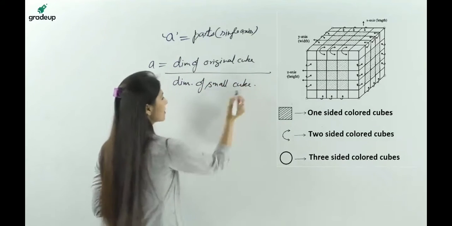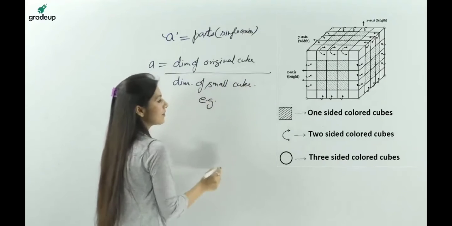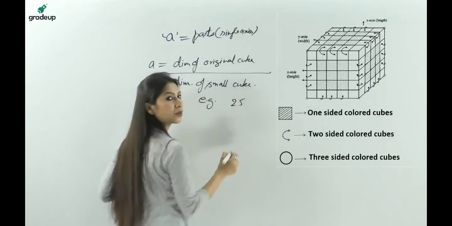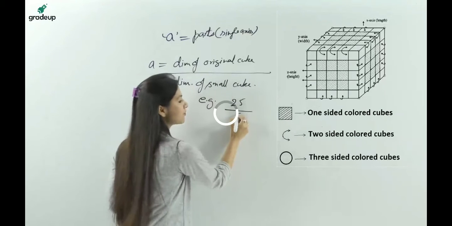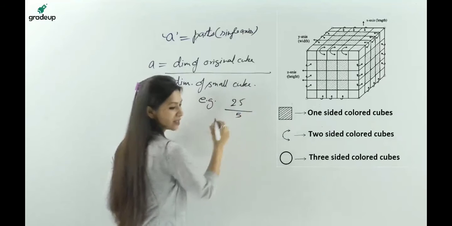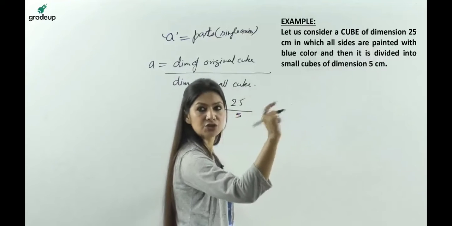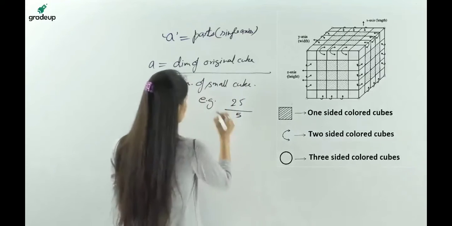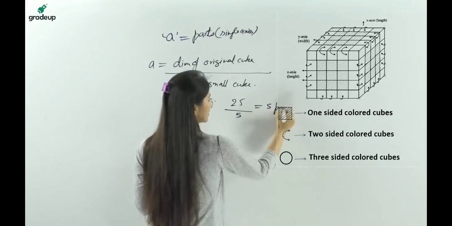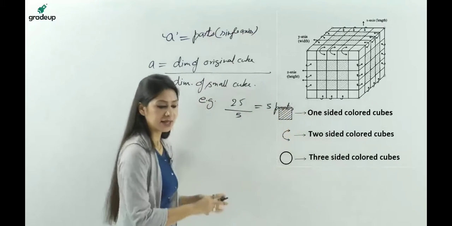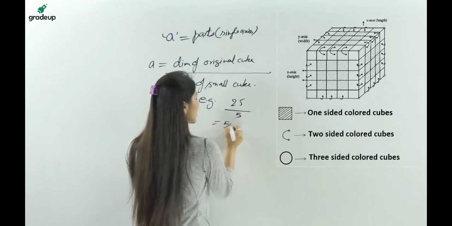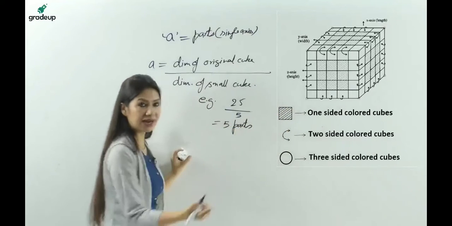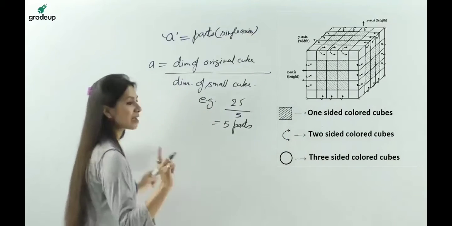Now this time, we have one example where we have taken the original cube as a dimension of 25 centimeter and we are converting it into small cubes of dimension 5 centimeter, as shown in the previous slide. You can read it from here. So the value of A will be 5 parts. I will keep repeating that this is 5 parts. The value of A is some parts. Never answer it only 5.